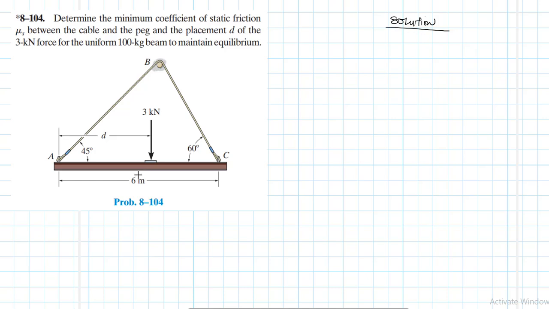We've been told that this beam has a uniform mass of 100 kg, so its weight will be acting at the center of gravity, which is the mid-span. So let's imagine we have this 100 kg here. Converting it to weight, we multiply by the acceleration due to gravity. This gives us 981 newtons.